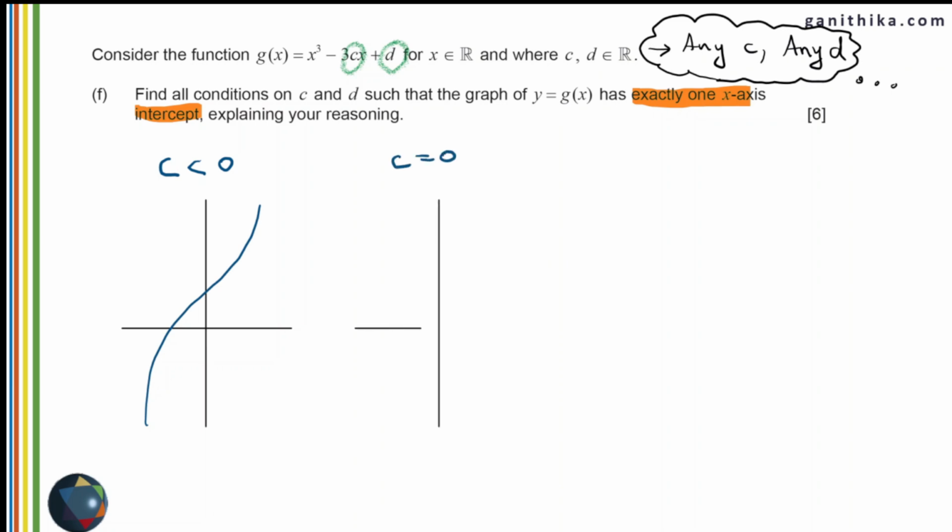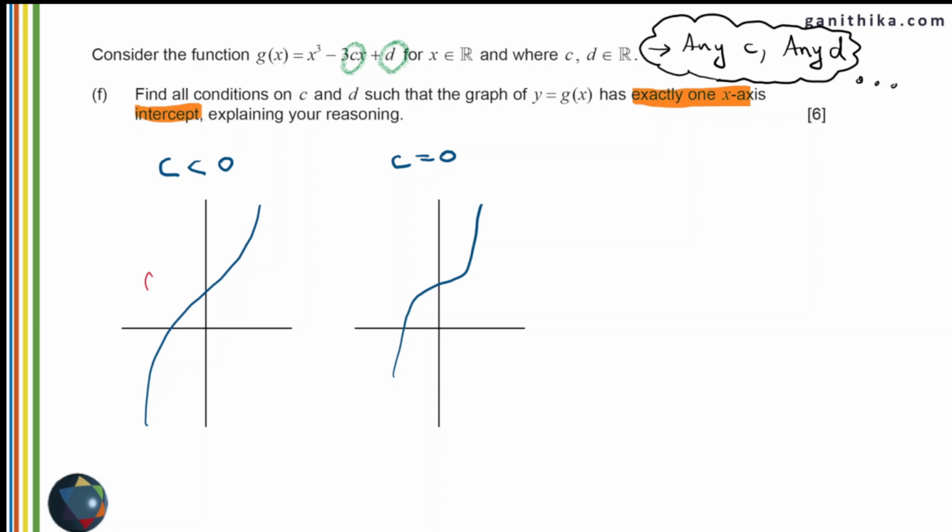Let's collect all the graphs together and see what happens. The first graph, when c was equal to -1, which is c less than 0, the graph was like this. And for c equal to 0, the graph was like this. So we had these two graphs in the beginning of the question, c equal to -1 and c equal to 0. So this can be used now to identify the relationship between c and d for c less than 0 and c equal to 0.